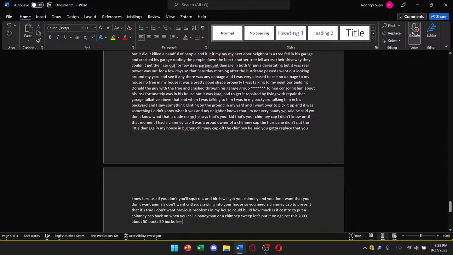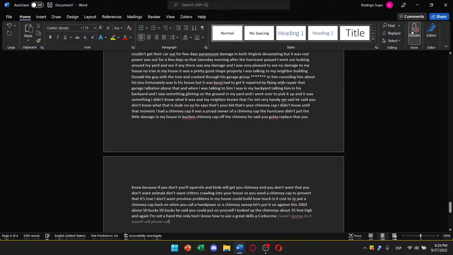He also told me I could put it on myself. I looked up, and the chimney's about 35 feet high. And again, I'm not handy. The only tool I know how to use with great skill is a corkscrew. So I decided I wasn't going to do it myself. I was going to call a handyman. And as I walked into the house, I knew I had an economic experiment to run.